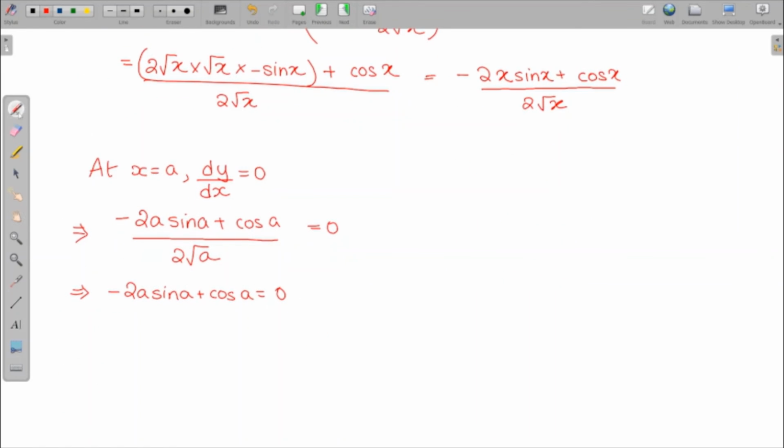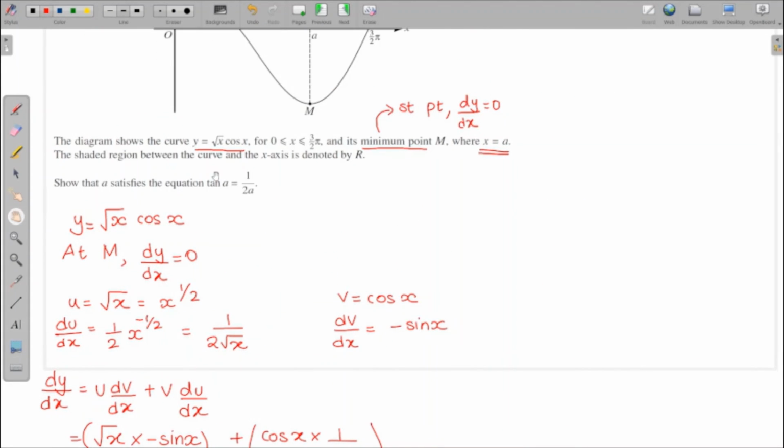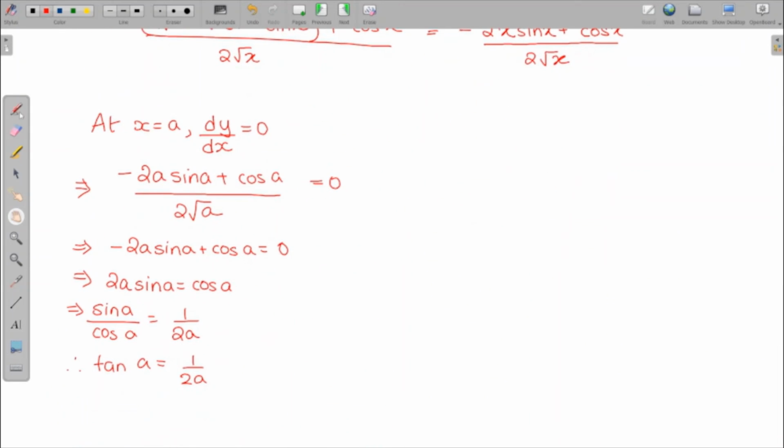So I can take 2a sin a to the other side. So this will become 2a sin a equal to cos a. So I can take this 2a to the right hand side and bring cos a to the left hand side. So this will become sin a by cos a equals 1 over 2a, and sin a by cos a will give us tan a. So therefore tan a will be equal to 1 by 2a. So see, this is what we had to derive according to the question. So shown. Okay, this is the working for this question.